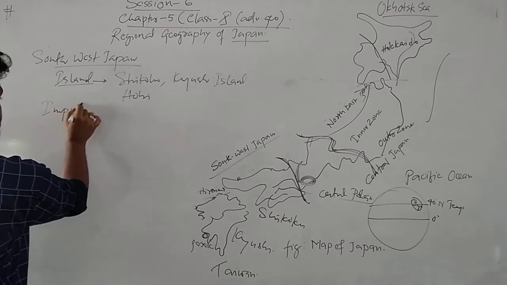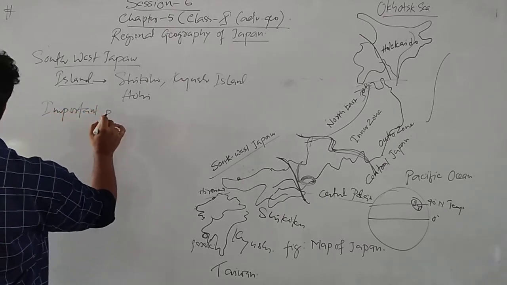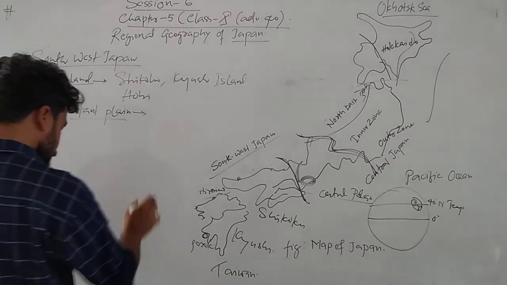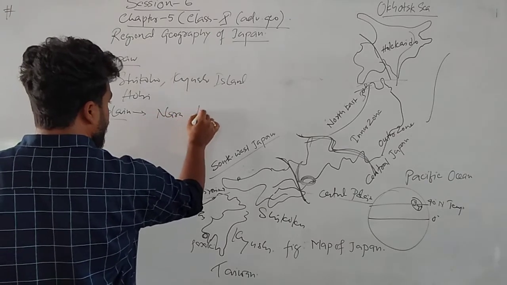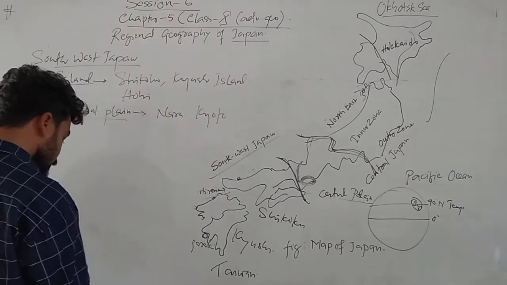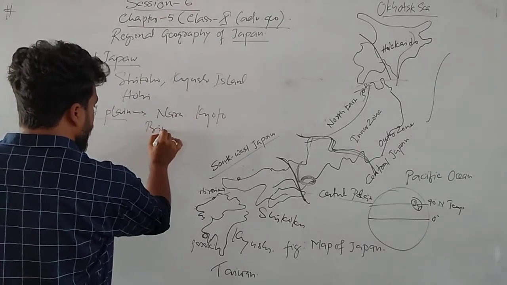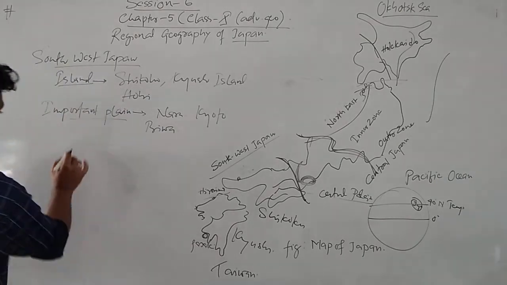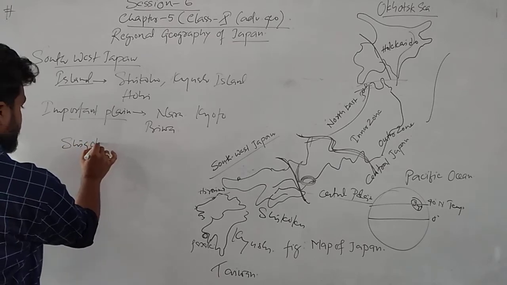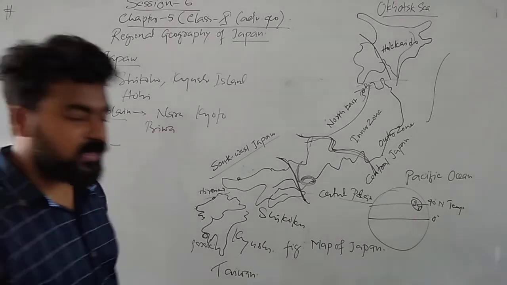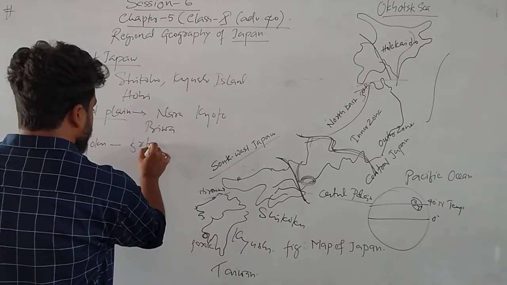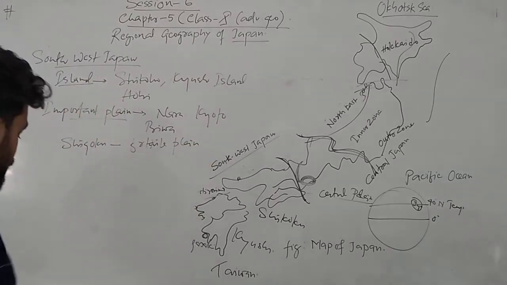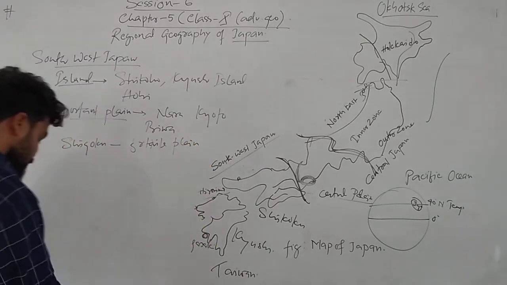What are the important plains? Nara is an important plain. Kyoto is another important plain. Again, Biwa is another important plain here. Actually, in the Shikoku region, another region is there. The Shikoku region has artificially been converted into a fertile plain. Now it is very favorable for crop cultivation. It has been artificially converted.